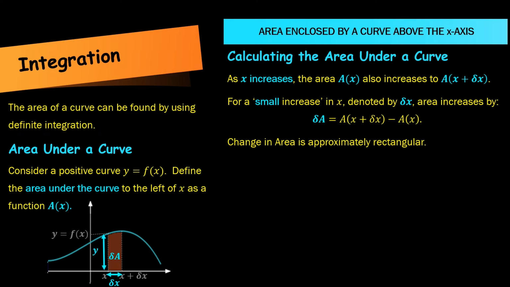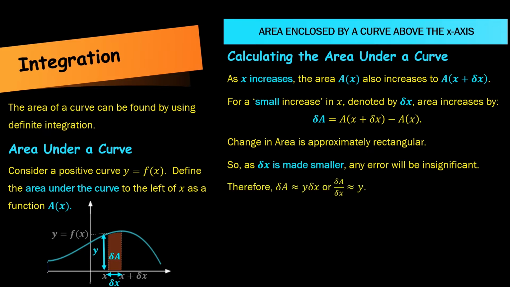Now the change in area is approximately rectangular. So as delta x is made smaller, any error will be insignificant. Therefore, delta A is approximately equal to the width times the height of the rectangle. In other words, delta x times y, or y times delta x. And if we rearrange this, we obtain delta A over delta x is approximately equal to y.